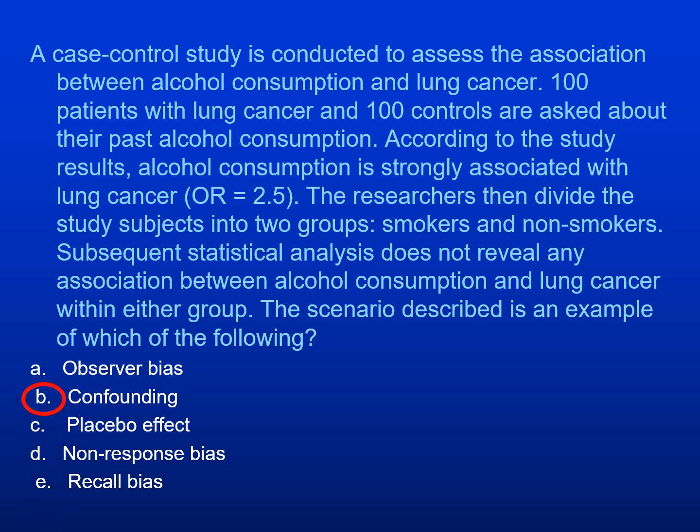The scenario described is an example of which of the following: observational bias, observer bias, confounding, placebo effect, non-response bias, recall bias? This is an example of confounding. The confounding factor is smoking, and in the interpretation of the study, it is smoking that caused the lung cancer and not the alcohol.